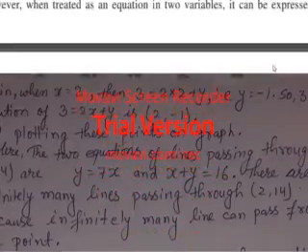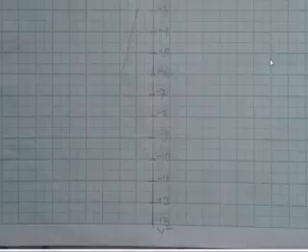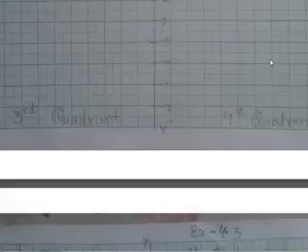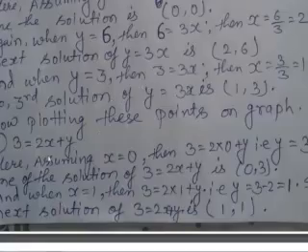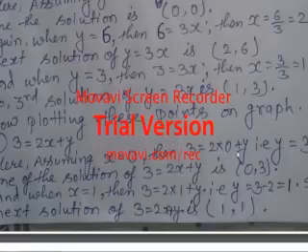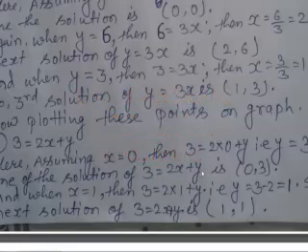Okay, there are two parts. First, some part is here and some part is on another page. You can see the fourth number solution over here. Yes, 3 is equal to 2x plus y. Here, assuming x is equal to 0, then 3 is equal to 2 into 0 plus y. Okay, so what will happen? y becomes 3, because 2 into 0 is 0 only. So y is equal to 3. So one of the solutions of 3 is equal to 2x plus y is (0, 3).